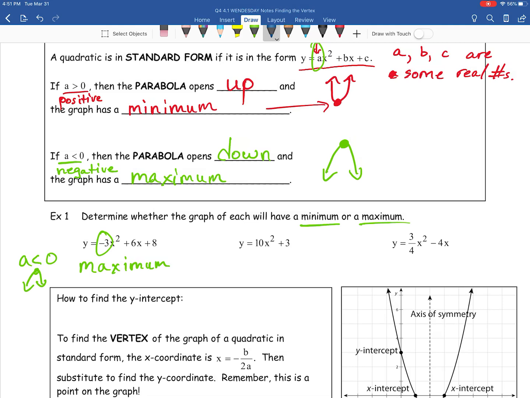Now, as we look at the second one, we have an a value that is 10. So we should see a u facing upwards, which creates that minimum value. And lastly, we see our a value in front of our x squared is 3/4. Just because it's a fraction doesn't mean that it's facing up or down. It does mean some other things that we'll talk about later on. However, because it is positive, we do see a u facing upwards, thus giving us that minimum value. So again, that is our example 1 from our 4.1 set of notes.